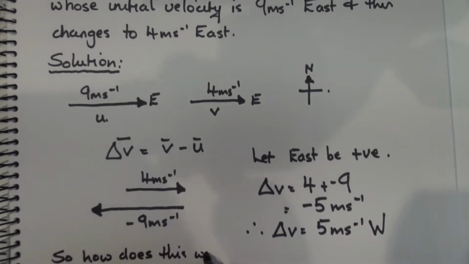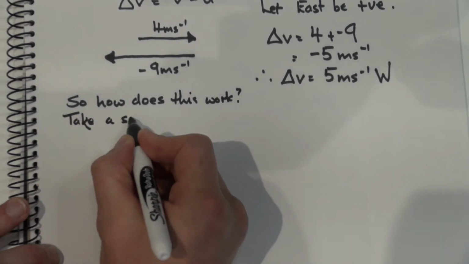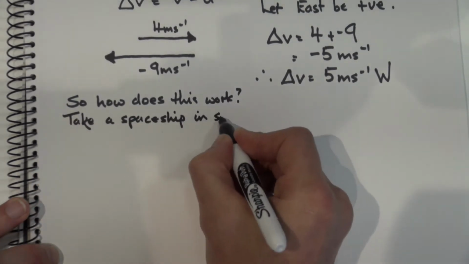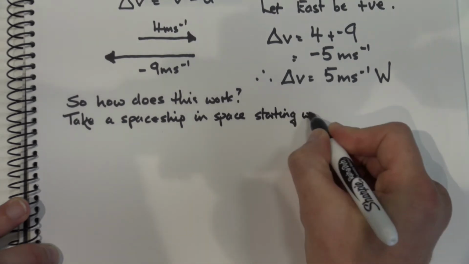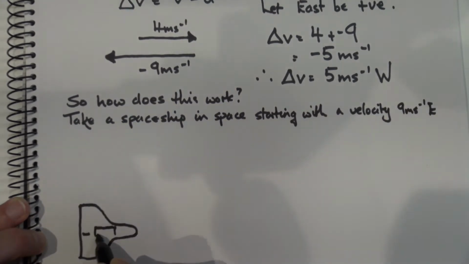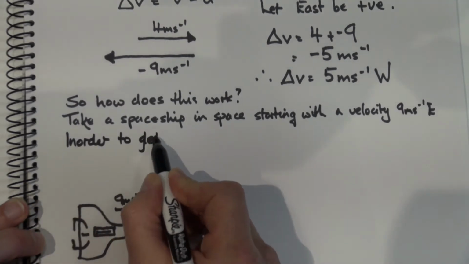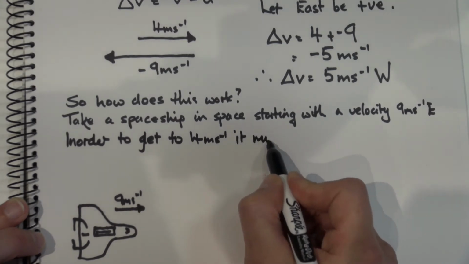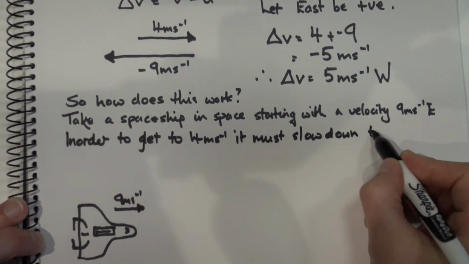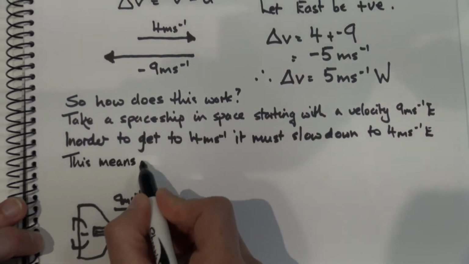So what we want to know is, how does this work? Well, imagine we take a spaceship that is flying through space. Remember, it's under Newton's first law of inertia, so it'll be carrying on at a specific velocity of 9 meters per second east. So there's our spaceship, 9 meters per second east. Now in order to get to 4 meters per second, it's going to have to slow down. Something's going to have to happen to it. This is going to be our change in velocity.